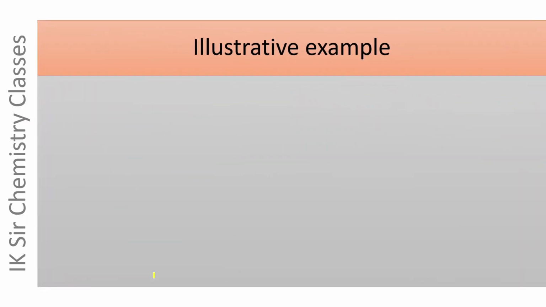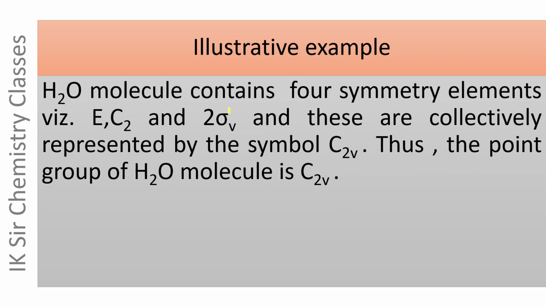Illustrative example: H2O molecule contains four symmetry elements: identity, twofold axis of symmetry, and 2 sigma v, sigma xz and sigma yz. These are collectively represented by the symbol C2V. Thus, the point group of H2O molecule is C2V.